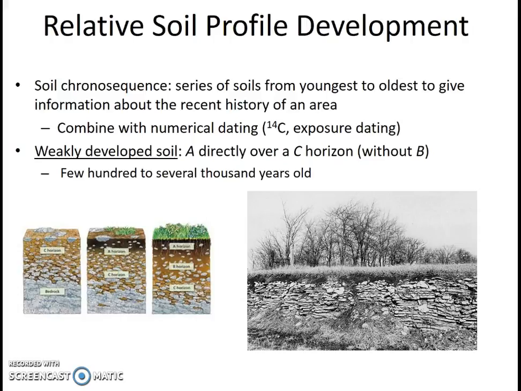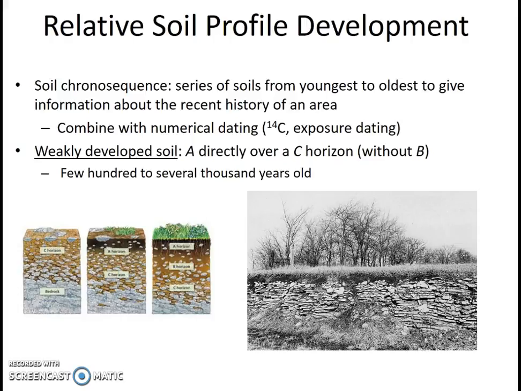Relative soil profile development will give information about the recent history of an area, including information about natural hazards that may have disturbed the soil. A soil chronosequence is a series of soil developments, combined with numerical dating such as carbon-14 decay and exposure dating. The youngest soil development example is a weakly developed soil with an A horizon directly over a C horizon. This type of soil development is typically a few hundred to several thousand years old.